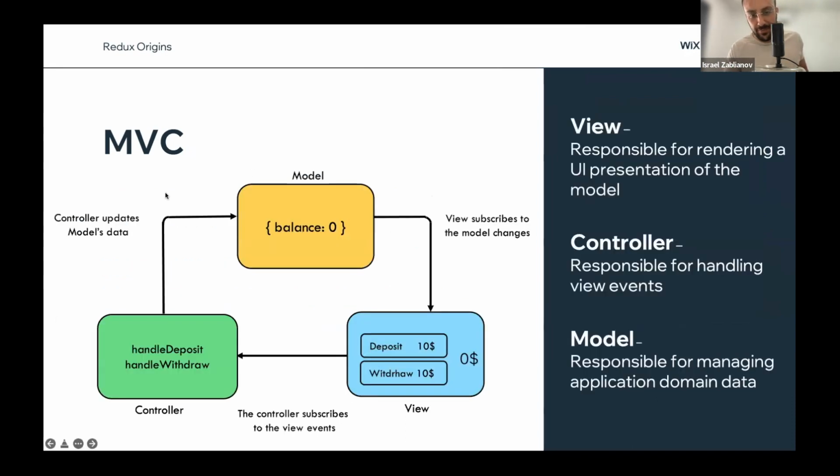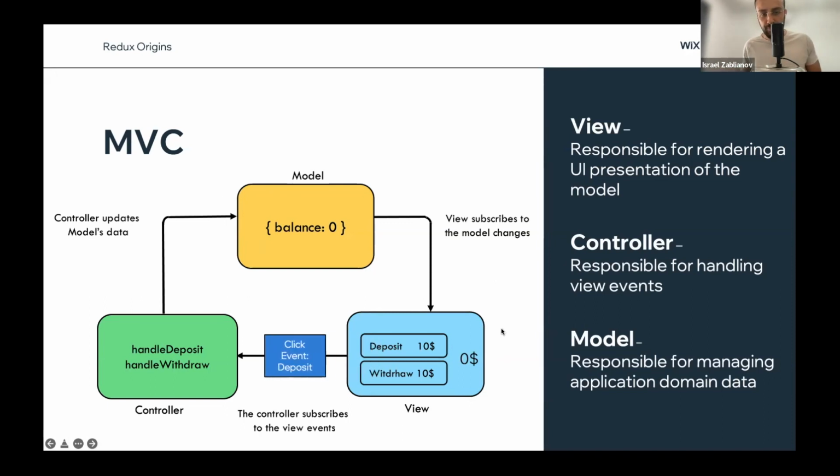And how does it look? We have here an example, a diagram example of an ATM machine. We have the view that is responsible for managing the UI application, or in other words, rendering the presentation of the model. We have the controller, which is basically the logic of the application, and we have the data, the model.